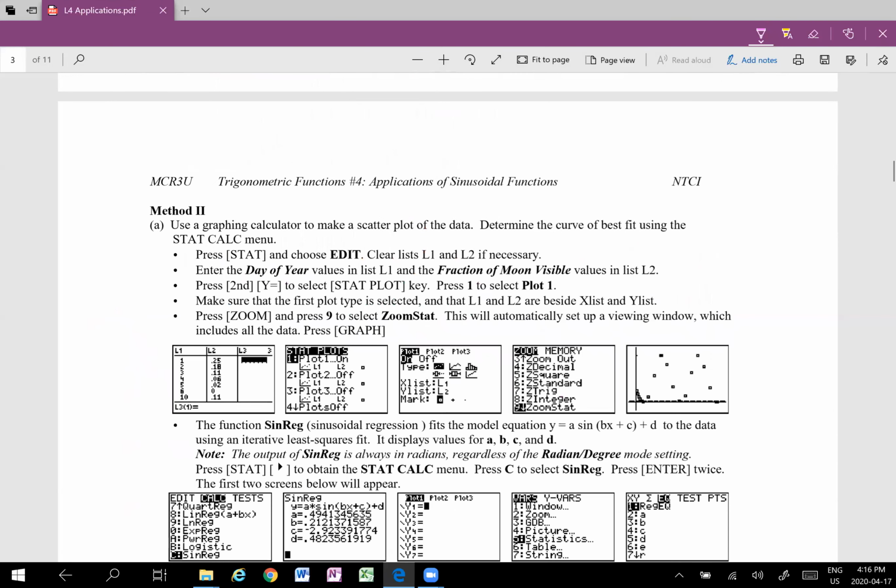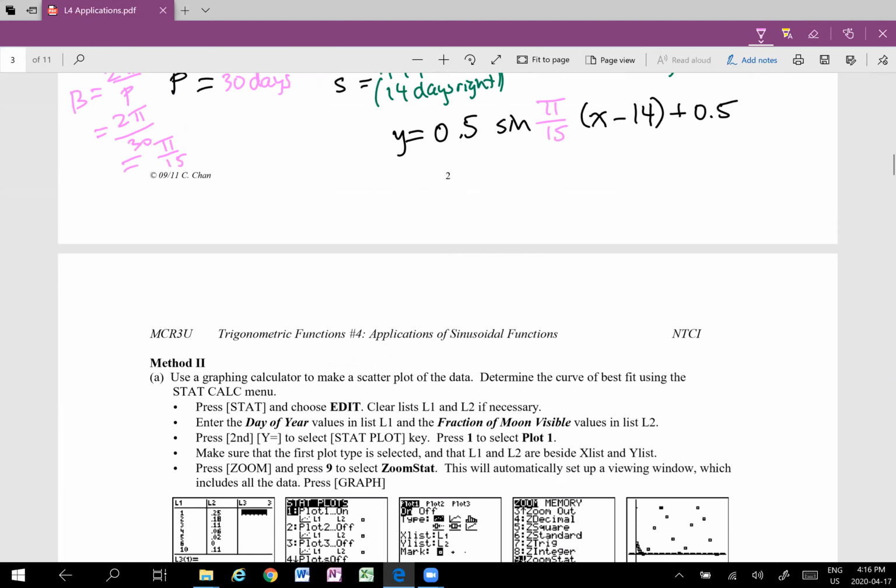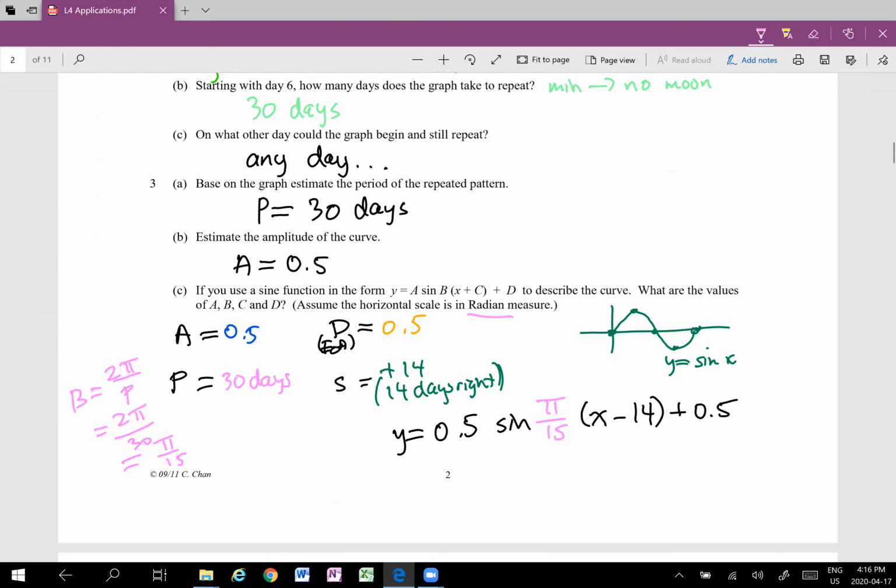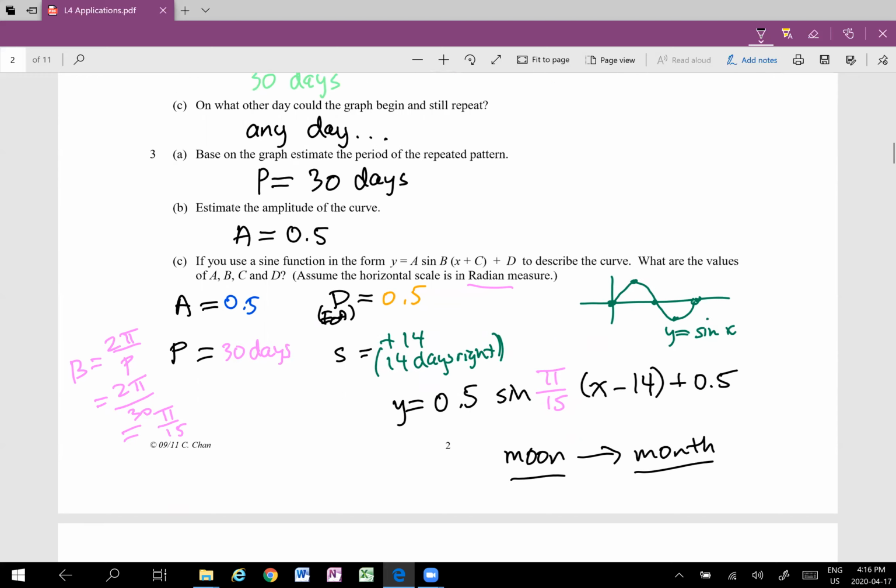Method 2, when you're seeing Dr. Chan's handout, this is actually using a graphing program. Oh, and just to go back a little step, the reason why this question is really neat is because it's looking at the moon, and some of you are already connecting that the moon is related to the word month. That's where the word actually comes from, because the months or the moon is a sinusoidal or periodic phenomena, right? And it definitely rotates around our planet Earth in a regular pattern.